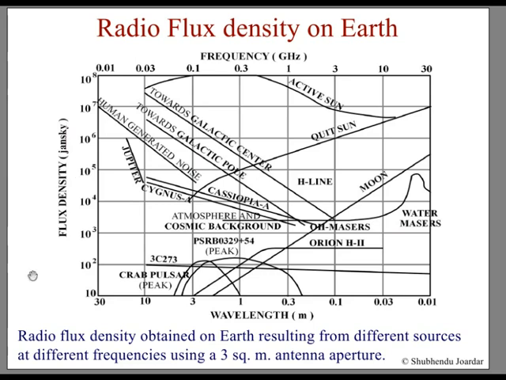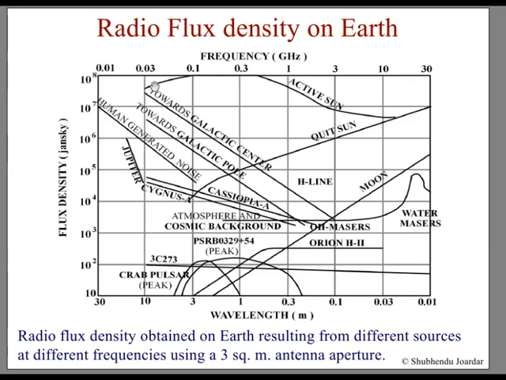So here on this axis you have the wavelength, running from 30 meters to 0.01 meters, and on this axis you have the flux density in Jansky. 1 Jansky is equal to 10 to the power minus 26 watts per meter square per hertz. And this measurement has been taken with an antenna of 3 square meter aperture area. This chart is available everywhere on the internet. You may find it somewhere.